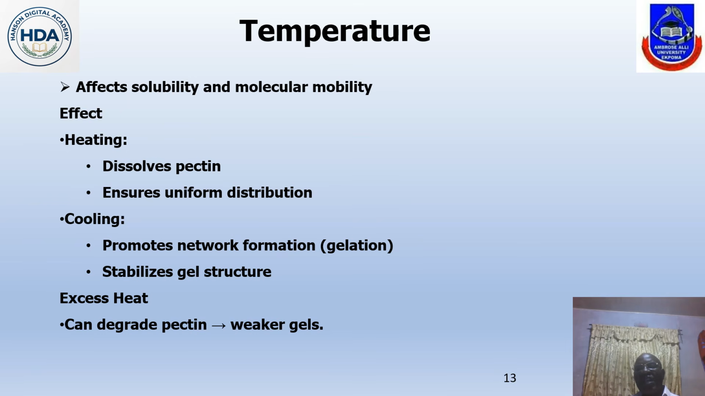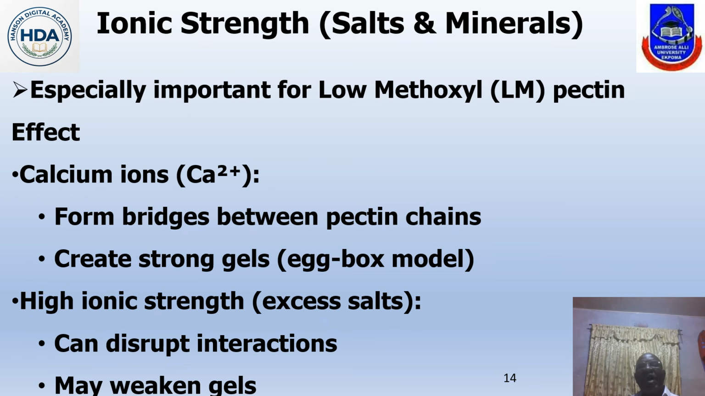They help food to gel and maintain structure. Let's look at how ionic strength, or mineral and salt, affect pectin, especially important for low methoxyl pectin. Calcium, for example, forms bridges between pectin chains and creates strong gels. High ionic strength, that is excess salt, can disrupt interaction, which may lead to weak gel formation.